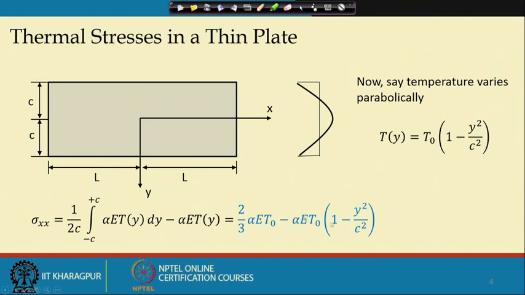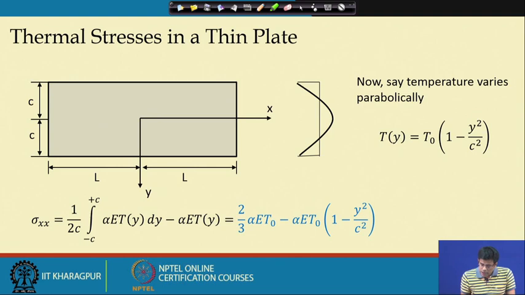Which is again variable in y square. So if you see, that means the stress along this body varies along y square. So from this we can calculate where the maximum stress occurs and where the minimum stress occurs.